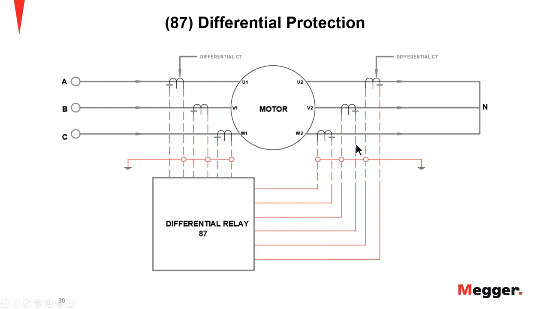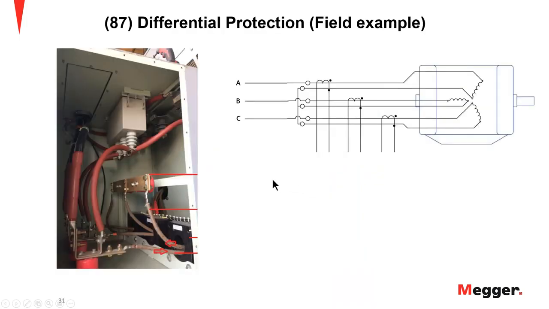The CTs on the neutral side will be the same ratio as the CTs on the phase side. And the connections will be made inside the neutral connection as it's shown. So you can see here where the CTs are lying inside this connection. On a drawing, this looks very easy, but what I want to show you is what it actually looks like.